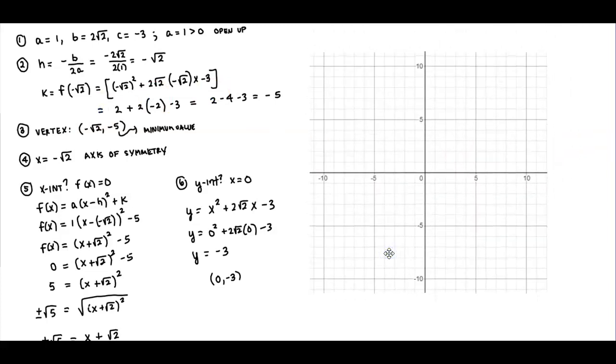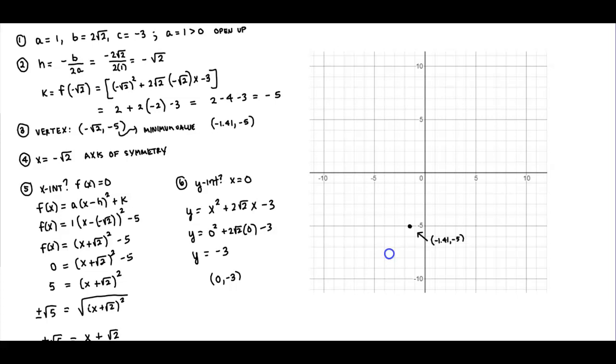Okay, so we can first graph this. We know that we need to determine what is negative square root of 2 for our vertex. Well, if we round it to 2 decimal places, it's negative 1.41 and then negative 5. Okay, so if we go to negative 1.41 and then go down to negative 5, then we can say that there is the vertex.